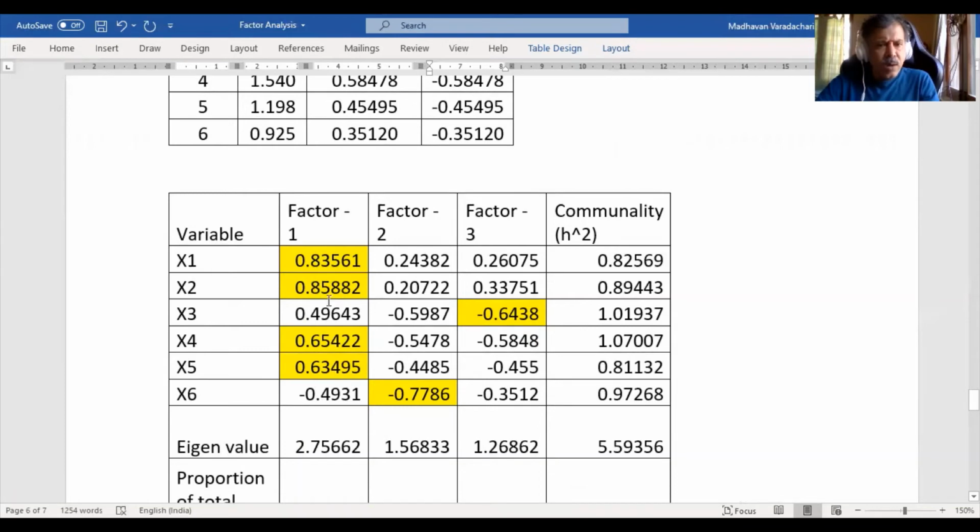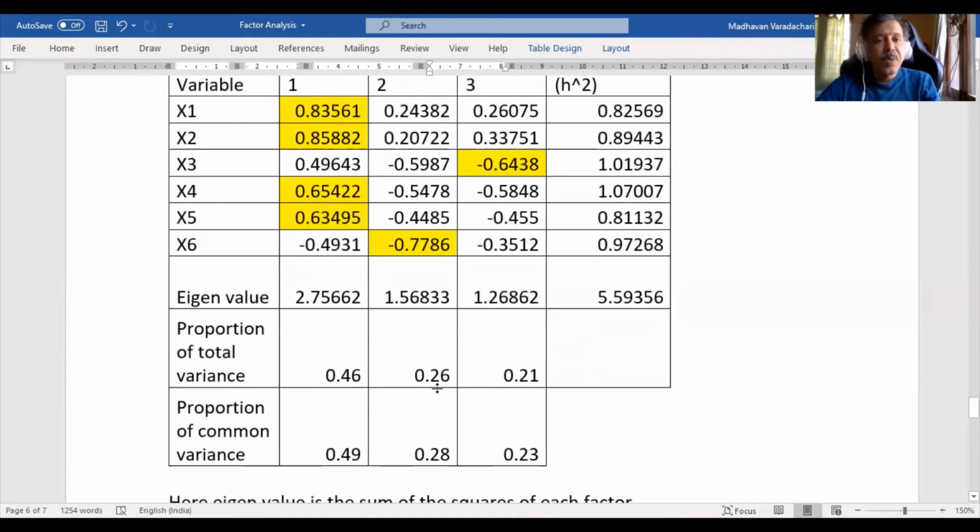Now, in this, you mark, you highlight in each variable, whichever is the largest, irrespective of the sign. 0.83561, 0.24, 0.26. So highest is 0.83. In this, which is the highest among these three, 0.85. In this, which is the highest, irrespective of sign, means it is 0.64 only. Highlight that. In these 3 values, highest is 0.65. In these 3 values, highest is this. In these 3 values, highest is this. You are seeing all those things without considering the signs.